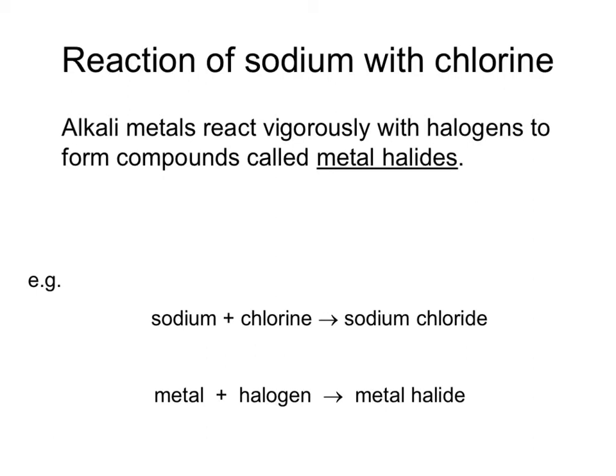Generally speaking, we get metal halides. So sodium plus chlorine gives sodium chloride, or Na plus Cl2 gives NaCl, and to balance this we'd need to put 2 chlorines on each side and 2 sodiums on each side. More generally, any group 1 metal reacts with any halogen to form that group 1 metal halide. So if we'd used potassium and iodine, we've got potassium iodide. If we'd used, for example, lithium and bromine, we'd get lithium bromide.